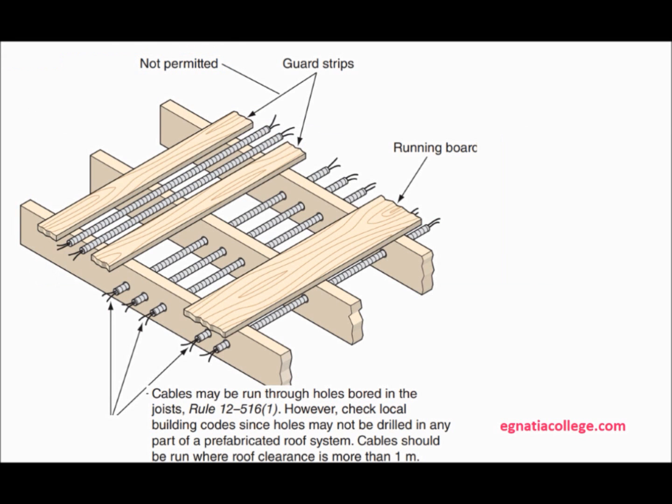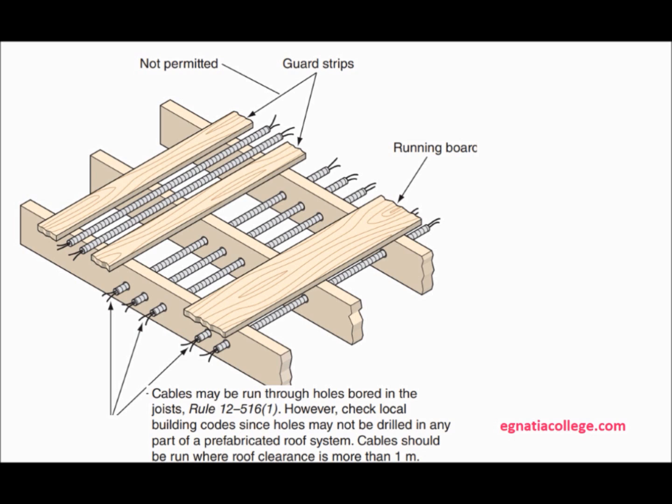Although the plans for this residence show a 600 mm wide catwalk in the attic, the owner may decide to install additional flooring in the attic to obtain more storage space. Because of the large number of cables required to complete the circuits, it would interfere with flooring to install guard strips wherever the cables run across the tops of the joists. However, the cables can be run through holes bored in the joists and along the sides of the joists and rafters. In this way, the cables do not interfere with the flooring.